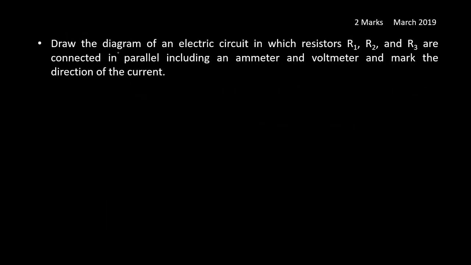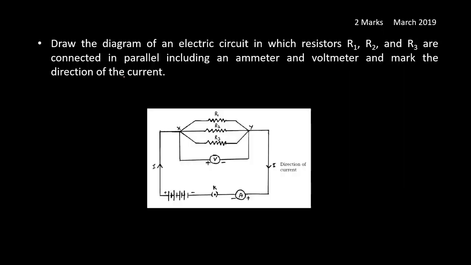Next question is draw the diagram of an electric circuit in which resistors R1, R2 and R3 are connected in parallel, including an ammeter and voltmeter, and mark the direction of the current. This is the diagram of the electric circuit. The resistors R1, R2, R3 are connected in parallel. Here is the ammeter and voltmeter, and this is the direction of the current.